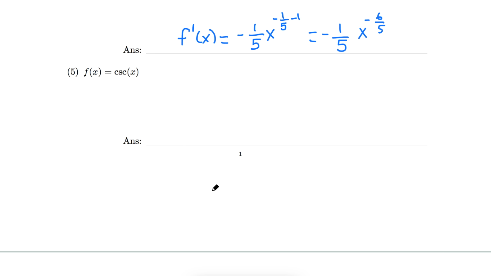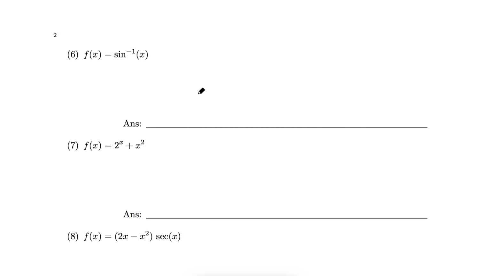For this next one, we just need to remember the formula for the derivative of cosecant x, which is negative cosecant x times cotangent x. Please do not forget to write x's here, otherwise these functions would not have a meaning without it. This problem is again a formula. We know the derivative of inverse sine function is 1 over square root of 1 minus x squared.